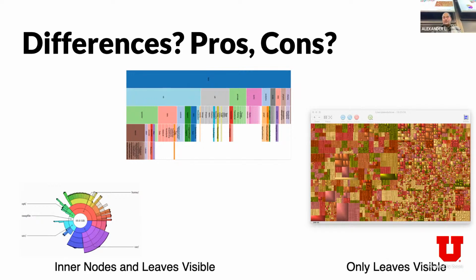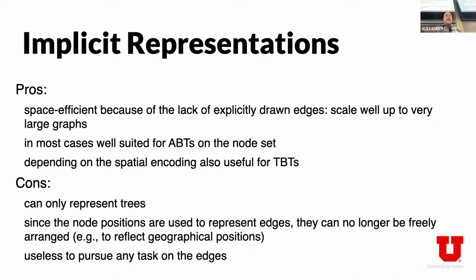Just to recap some pros and cons generally: the pro is that they tend to be space efficient, especially the tree map, because we don't need to explicitly draw edges. It scales very well up to large graphs. In a tree map, you can probably show like 1 million nodes, especially since there's some natural aggregation happening. It's well suited for attribute-based tasks on the node set. So if you have nodes of different types, you can color code them. If you have nodes of different sizes, you can scale them.